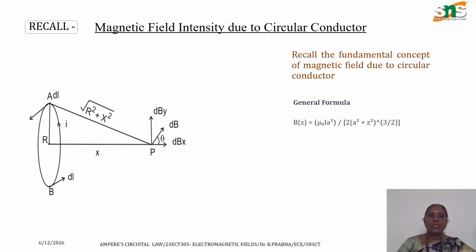So before going to see the topic, we see a recall of the previous topic, magnetic field due to a circular conductor. In a circular conductor, whenever there is a current flow, a magnetic field is generated, and the generated magnetic field is calculated by the formula B of Z is equal to mu naught I A square divided by 2 into (A square plus Z square) power 3 by 2. From this equation we can understand that the magnetic field of a circular conductor depends on the current flow through the loop and also the distance and the radius of the loop.